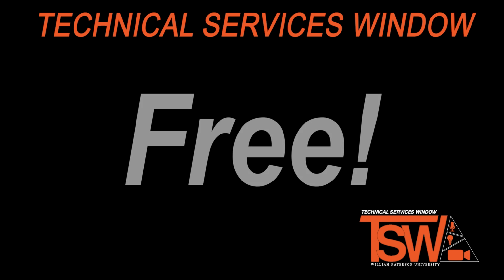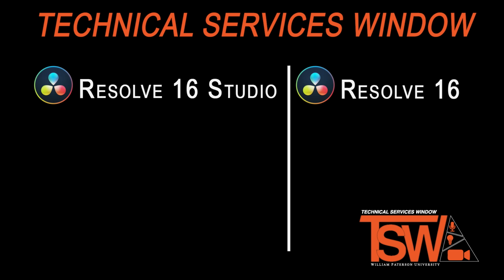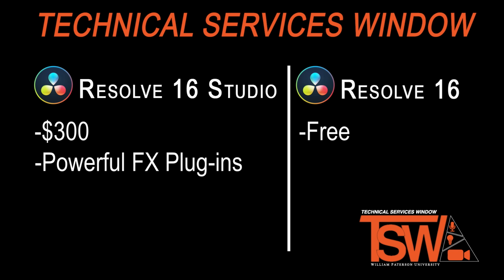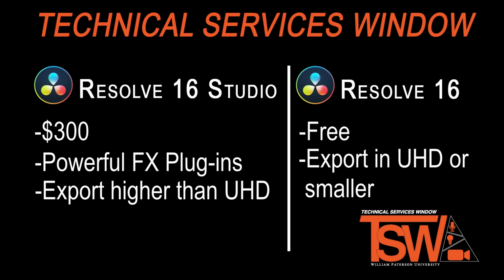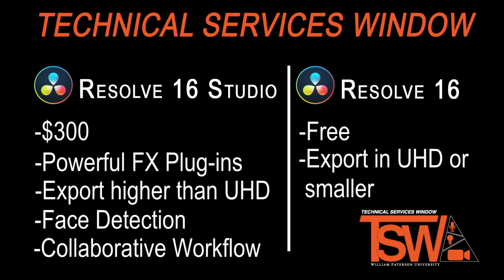Now, there is a paid studio version for $300, but to get the most out of it, you need to be working in a studio environment. Here's a list of the differences. The free version does not have all the effects plugins such as noise reduction, film grain, or lens flares. You are also limited to render in Ultra HD or smaller. There is no face detection, and it does not support the collaborative workflow, which allows you to edit simultaneously with other editors. However, whichever version of the software that you choose, project files will work across both versions.